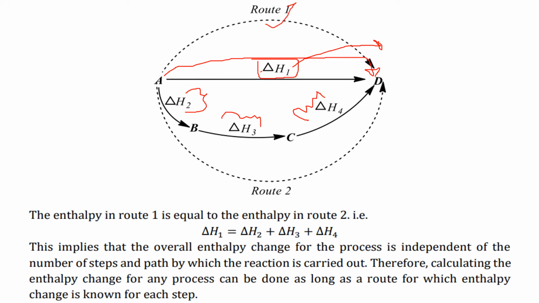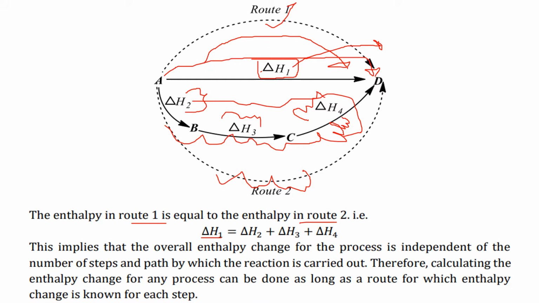route 1 is going to be equal to route 2. Route 2 is the one which involves all these enthalpy changes, and route 1 is the enthalpy change that combines the overall reaction. So according to Hess, the enthalpy in route 1 is equal to the enthalpies present in route 2, the summation of all these energies. That's what Hess proposed. So delta H1 is equal to delta H2 plus delta H3 plus delta H4.